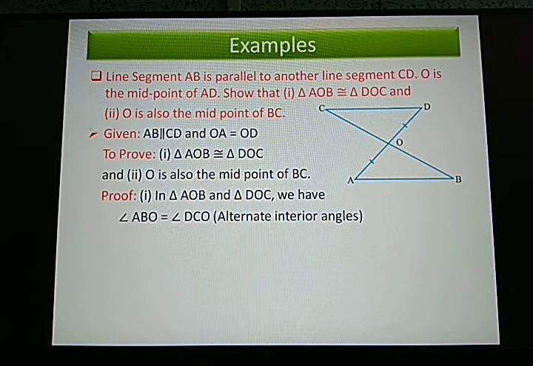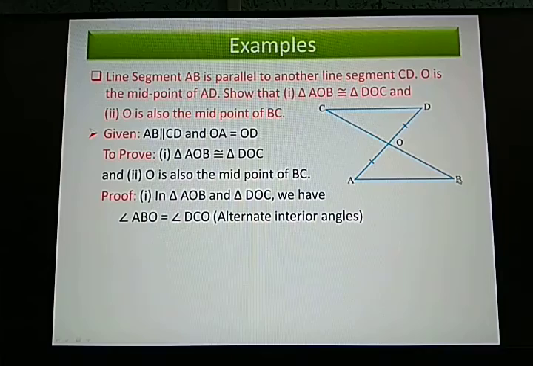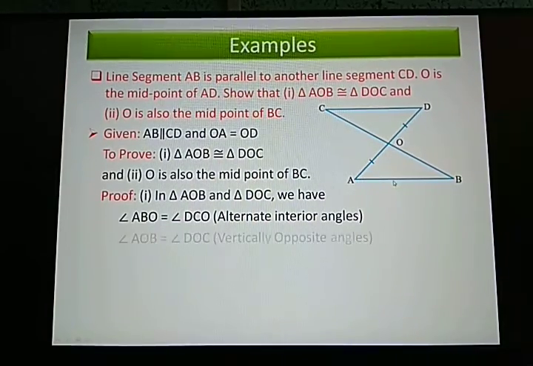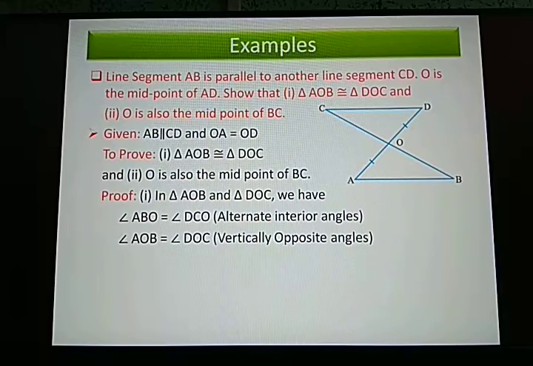So which are the alternate interior angles here? Yes, angle ABO and angle DCO. We could have considered another pair of alternate angles, angle CDO and angle OAB. That also would have been correct. Anyone you can consider. So these two we have considered, angle ABO and angle DCO. So they are alternate interior angles and this BC is the transversal. Clear?